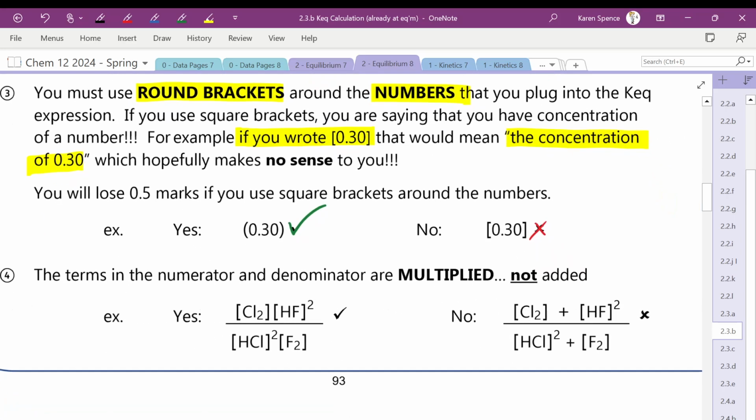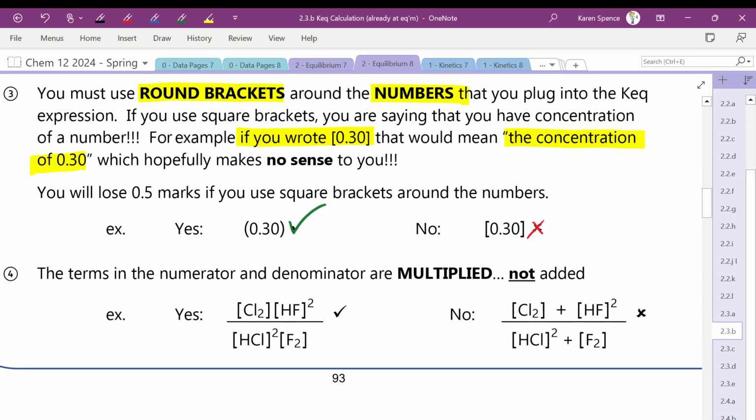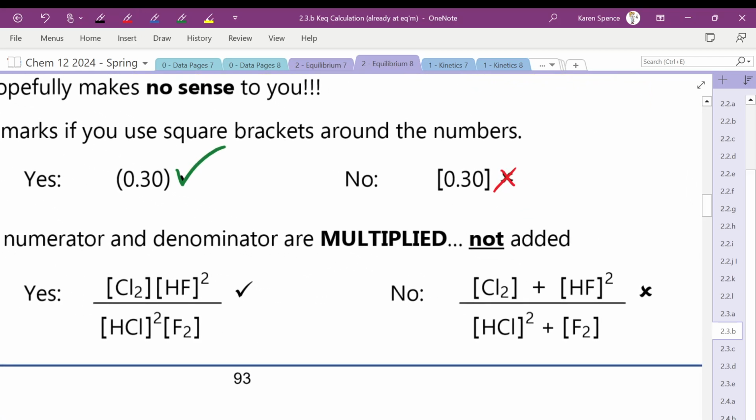Now, here's a weird one, and yet I see it all the time. The terms in the numerator and the denominator are multiplied, not added. I don't know where these plus signs come from, right? But they appear. People write them. I think it's just like your brain goes, you're writing a quiz and all of a sudden there's a plus sign there. Try not to do that, okay?